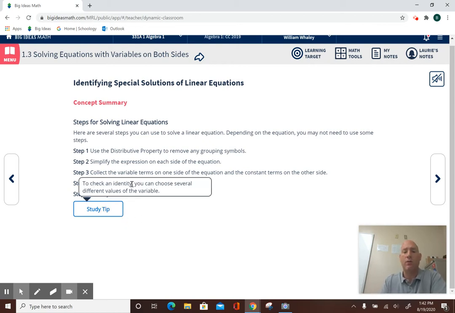So now, and this is a really good thing too, when you're doing an identity, one thing you'll be able to know if it's an identity is, if you look at the original problem, you can plug in a bunch of numbers and they'll work, okay? So that was just a study tip on that.